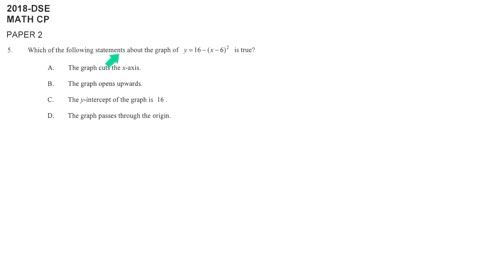So which of the following statements about the graph is true? To be honest, this is a relatively fundamental question, but many students do not have a very strong experience when they sketch the graph of a quadratic function. Y is equal to 16 minus (x minus 6) squared.